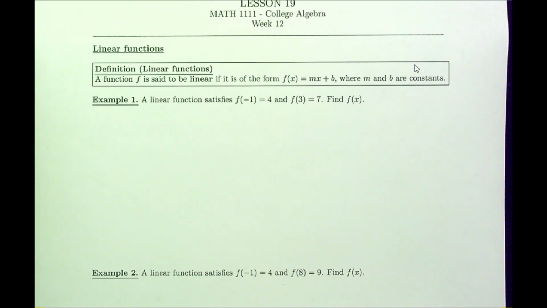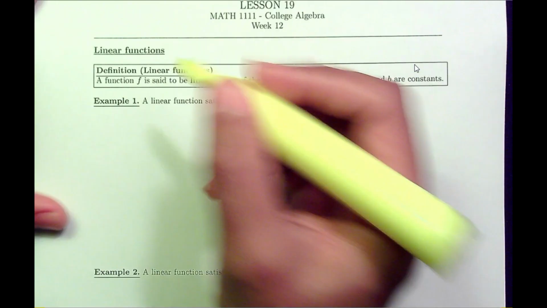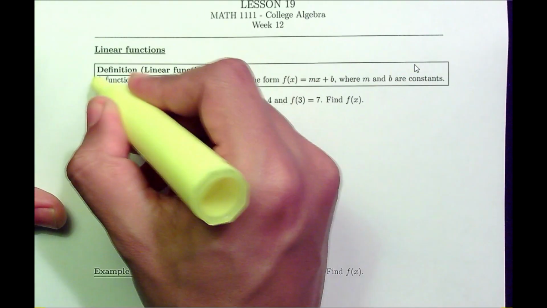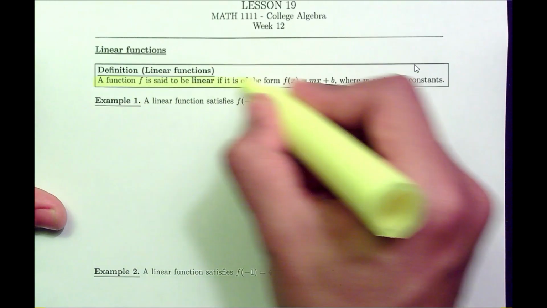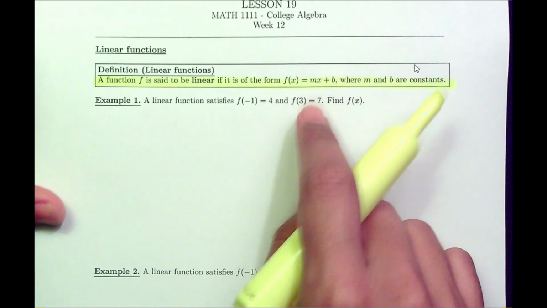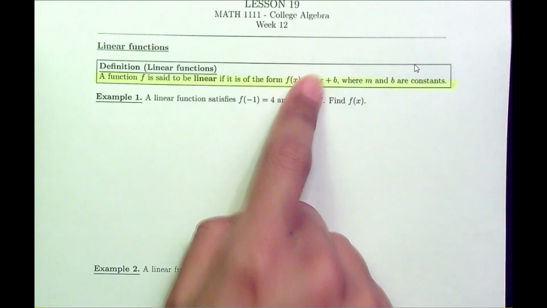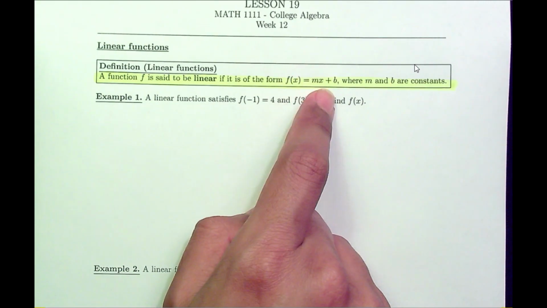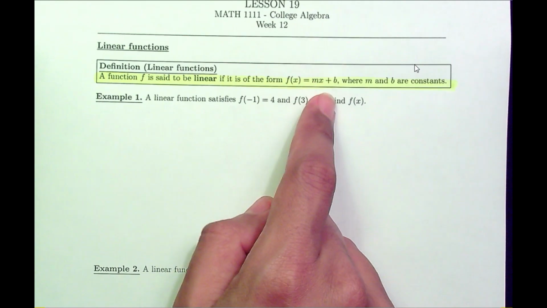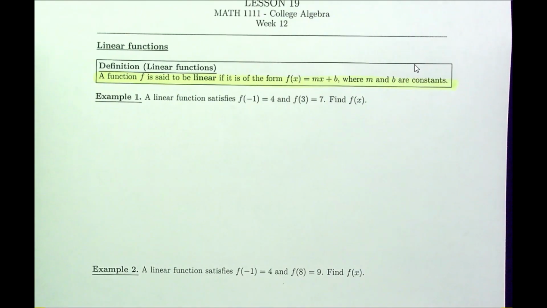And it says the following. First of all, a quick definition. A function f is said to be linear if it is of the form f of x equals mx plus b, where m and b are constants. So this form mx plus b should remind you of y equals mx plus b, which is the equation of a line.